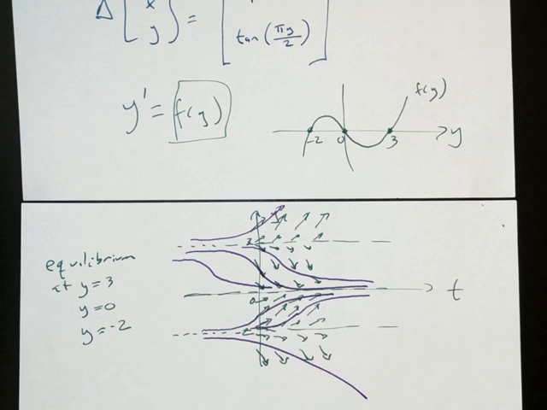At -2, we're going towards it as we go that way. Yeah, equilibrium is thought of as time goes on, so I think I'm going to the right. So that's unstable because we go away from -2. But we go towards 0 and we go away from 3. So I have unstable at 3 and -2. I have stable at 0.